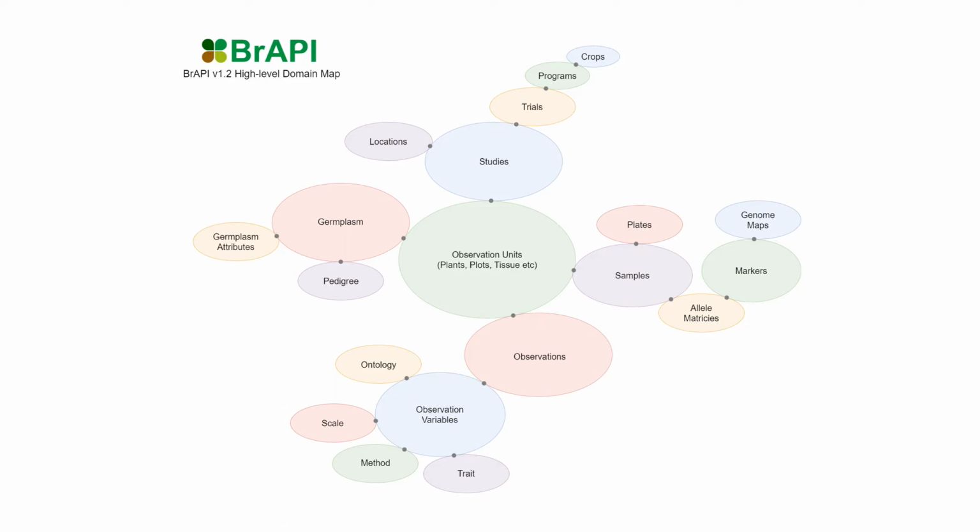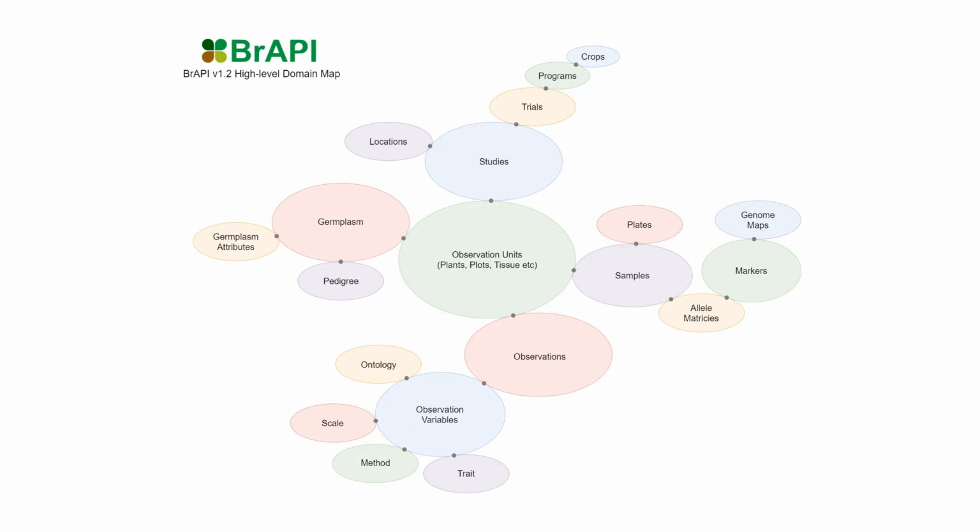Off to the left, each observation unit is going to be associated with a germplasm or an accession. The germplasm may have a set of attributes associated with it, and it will have a pedigree associated with it. And BrAPI has a set of commands for navigating a pedigree tree. So you're not parsing pedigree strings. You're navigating database entries through the pedigree tree.